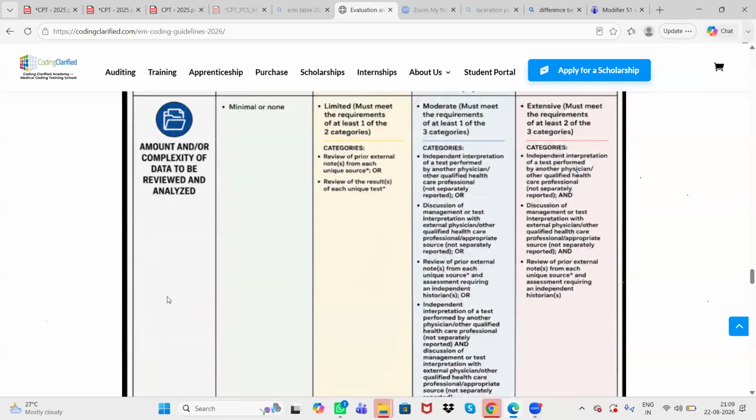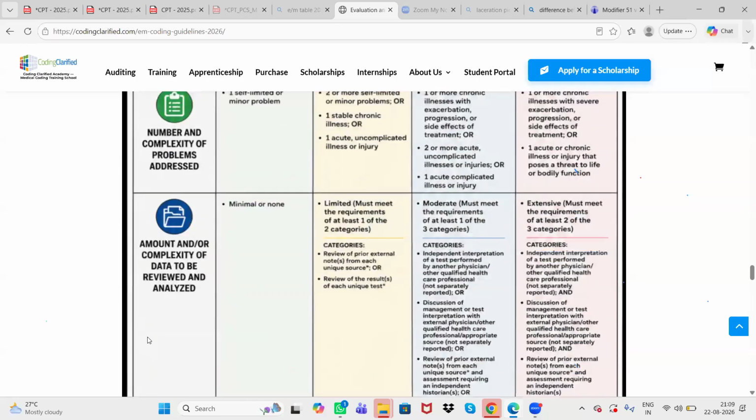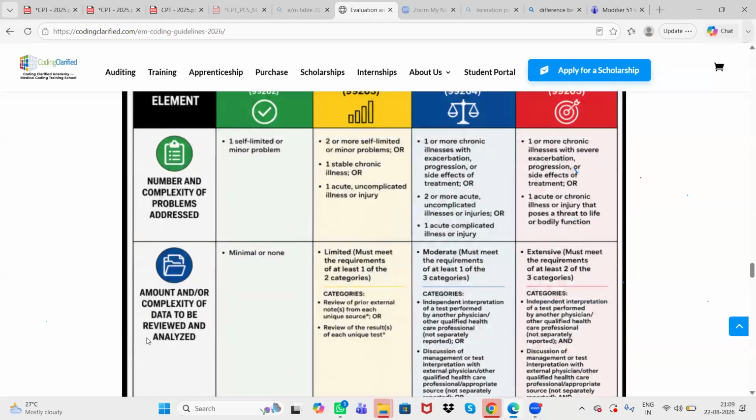We can discuss one by one for 4 levels. What are the 4 levels we have? Straightforward, low, moderate, and high. These are the 4 levels we have, so we can discuss them one by one. The first one is straightforward.